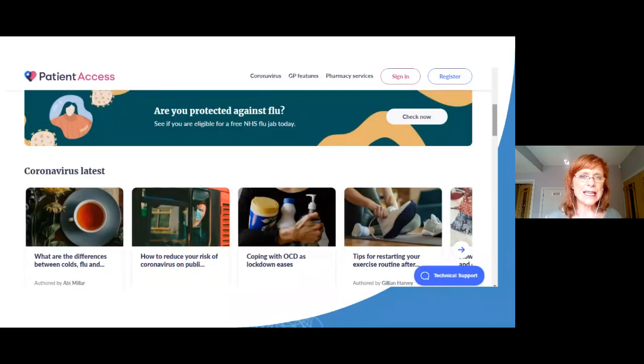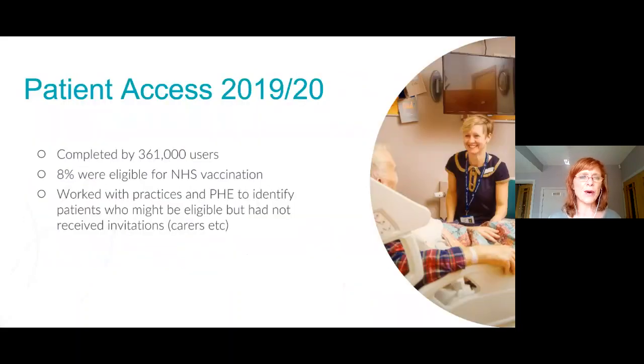So what we're looking at is our flu eligibility checker, which you can see there at the top of the screen. This is present on all users' home screens when they go in, and it takes about 2 minutes to complete. This is the second year that we have run this, and if we move on to the next slide, please, we can see what happened last year.